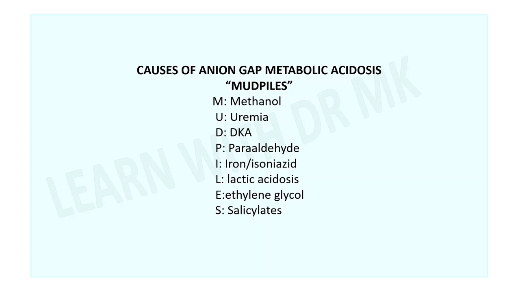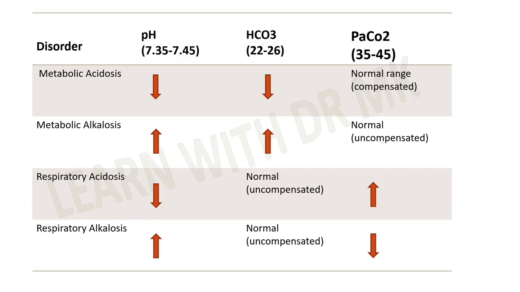So, what are the causes of anion gap metabolic acidosis? These are the high anion gap metabolic acidosis. So, there is a mnemonic called MUDPILES. M for methanol, U uremia, D for DKA, P for paraldehyde, I for iron and isoniazid, L for lactic acidosis, E ethylene glycol, and S for salicylates.